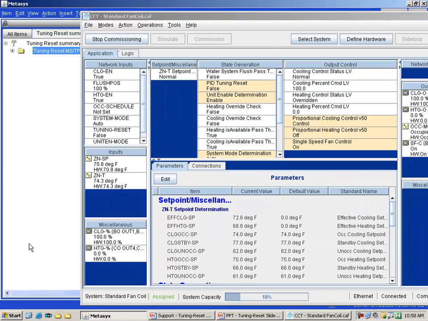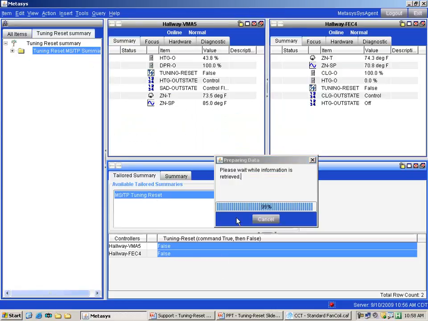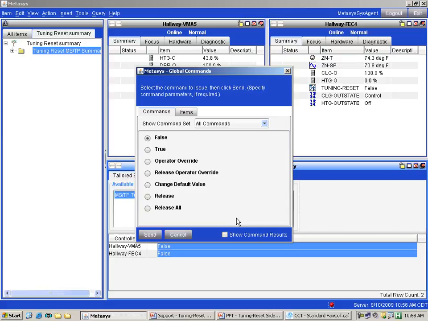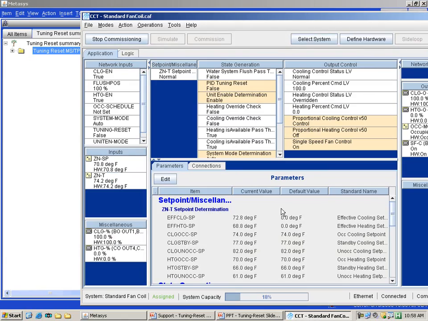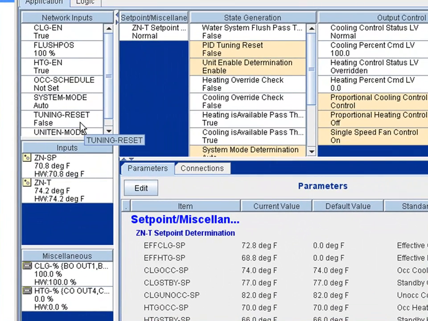So I'm going to go back to the user interface here, select my two outputs, or select the two controllers that have the tuning reset, and I'm going to select true. Now I'm going to hit the send button and then go into CCT and display it. All right, so tuning reset should be going true here since I'm in the commissioning mode.